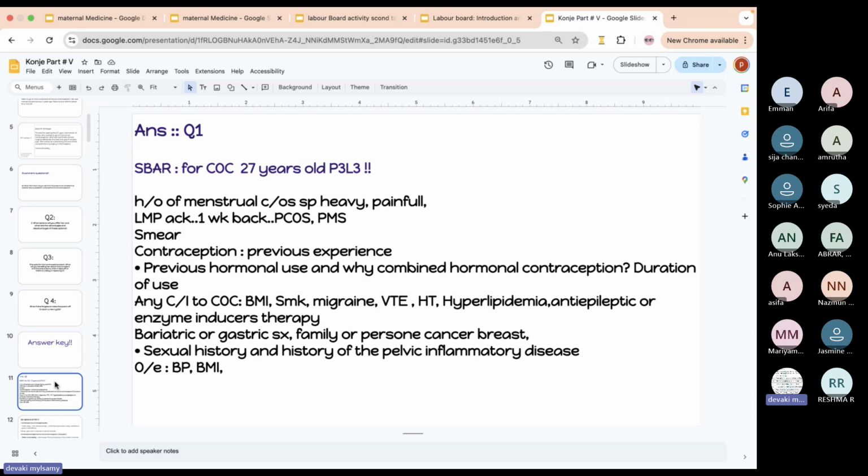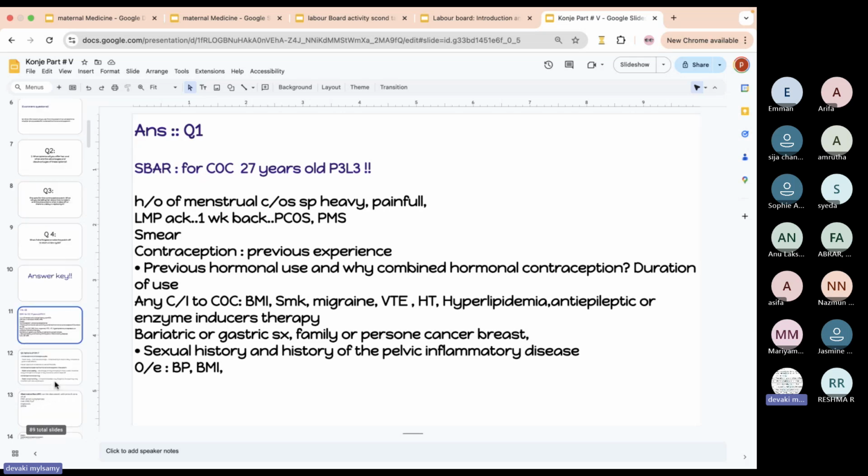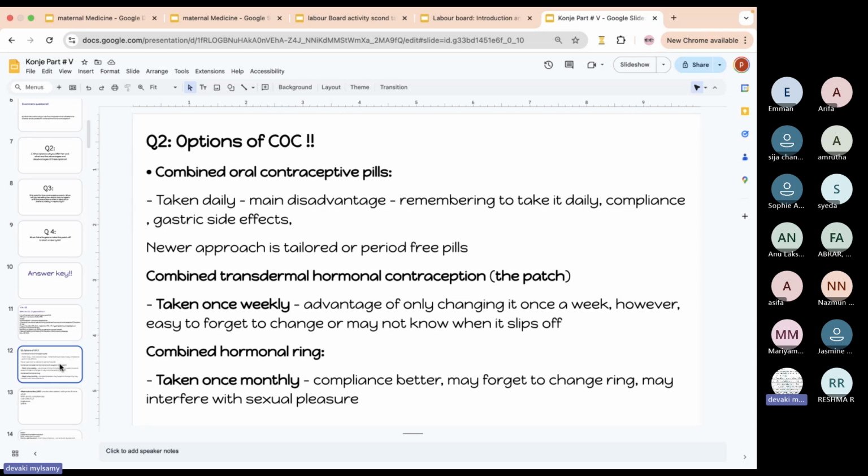Sexual history, pelvic inflammatory disease, they had mentioned. But for offering COC, I don't find this history very important. On examination, blood pressure, BMI and the smear are very important. These are the important points which you need to evaluate prior to offering a COC. The options in COC will be either pill, patch or ring. So what are the options and pros of pills?